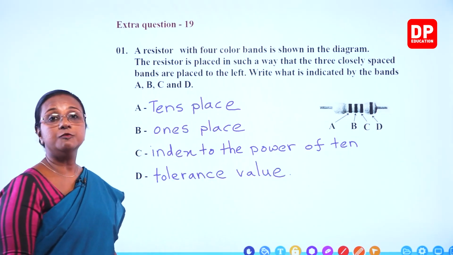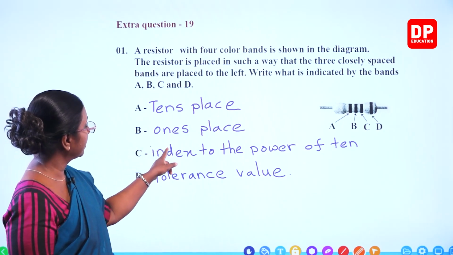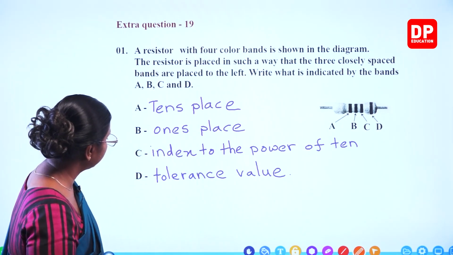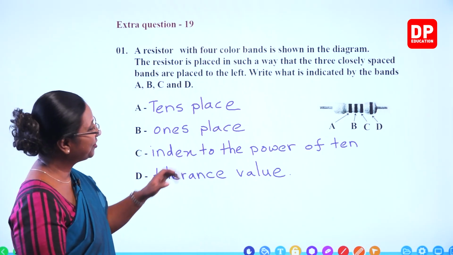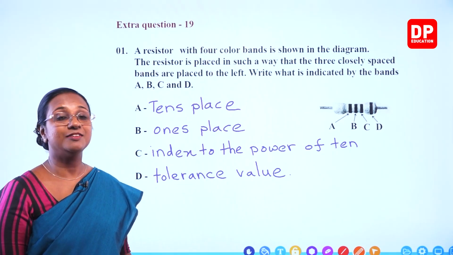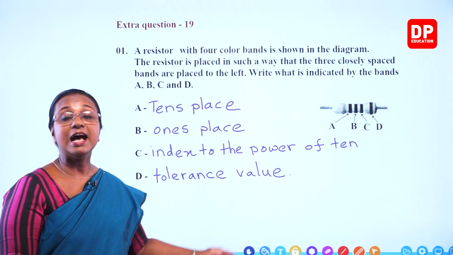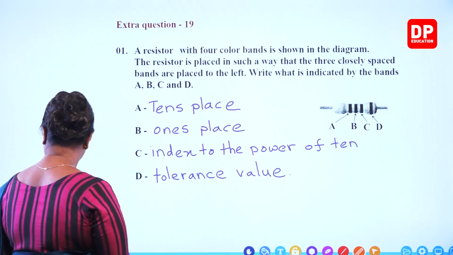So those are the 4 bands. Tens place, ones place, index to the power of 10 and tolerance value. I'm sure you all were able to identify the 4 bands. With that, I'll move on to the next question.